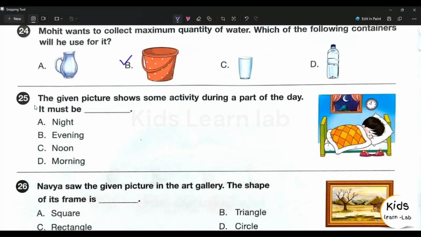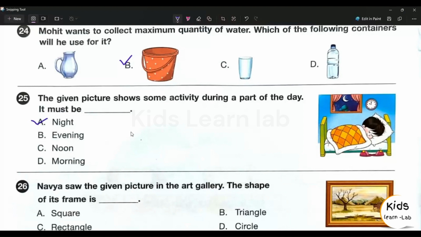25th question, the given picture shows some activity during a part of the day. It must be dash. So from the window, moon and stars are visible. So the boy is sleeping. The clock is showing 10. So it must be night. So option A, night is the right answer, children.